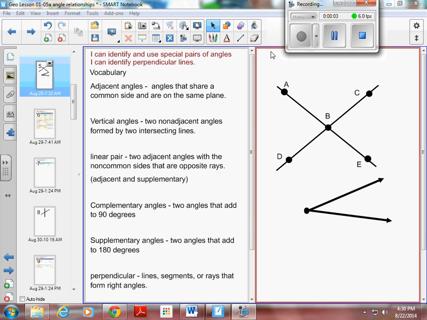Geometry, Chapter 1, Section 5. Here's our vocabulary words for the section. So take a moment, pause, and go ahead and copy all these words down, and then I'll come back and discuss them for you.